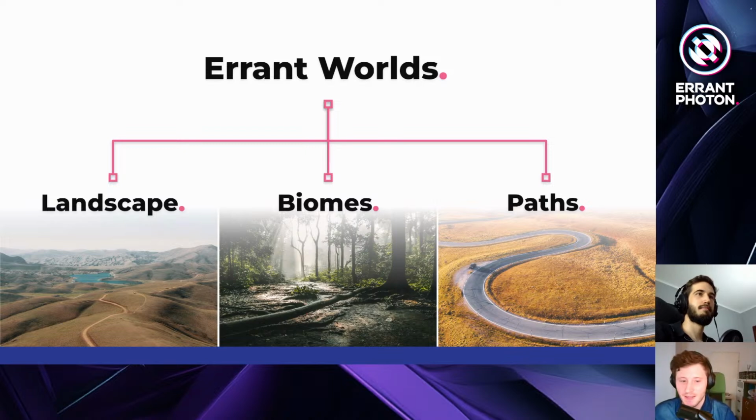So the first thing is, of course, that Errant Worlds is made of 3 plugins. The first one is Landscape, which is for sculpting the landscape and painting weight maps. The second one is Biomes, which is usually used for nature and placing foliage, but can be also used for gameplay and placing lights, affixes, sounds. And the third one is Paths, which can be used for all types of spline-based objects. So roads, rivers, walls, electrical cables, pipelines, and so on.